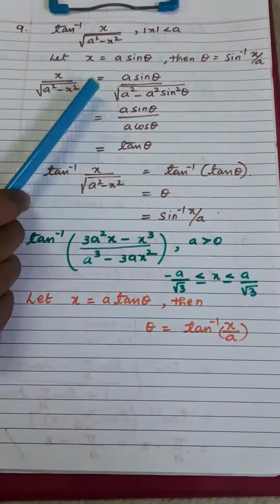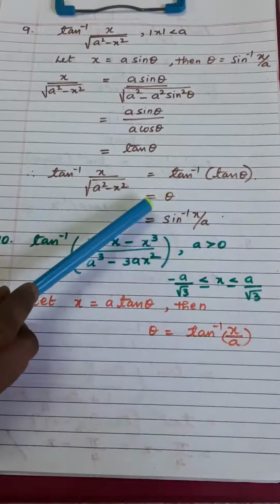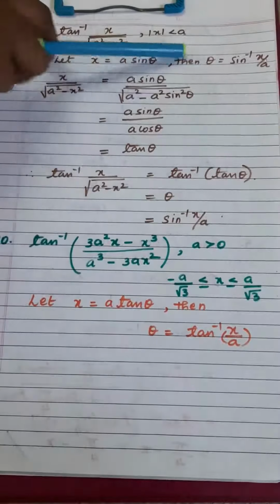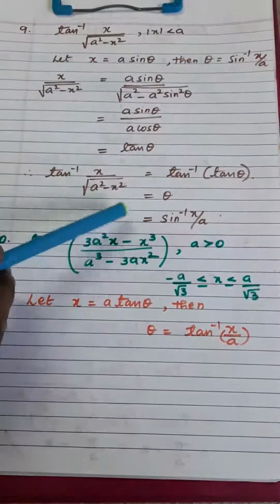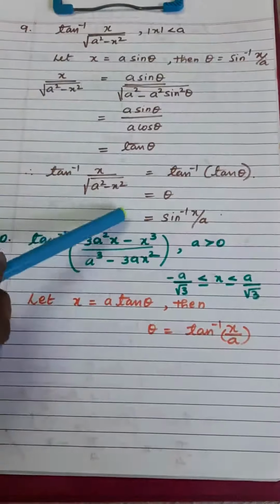Take a square common, you will be getting 1 minus sin square. We know the formula for 1 minus sin square is cos square theta. So a cos theta. So cancel a and a. So sin by cos is tan. So tan inverse of that expression is equal to tan inverse tan theta. Then cancel tan and tan inverse. Then you will be getting theta. Theta is nothing but sin inverse x by a. So this is the simplest form of this expression.